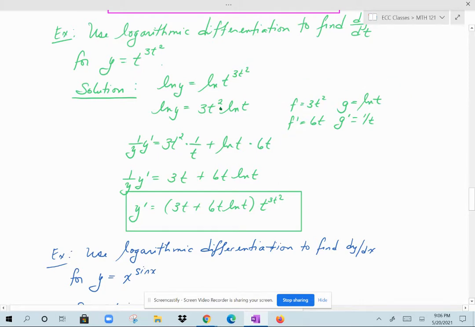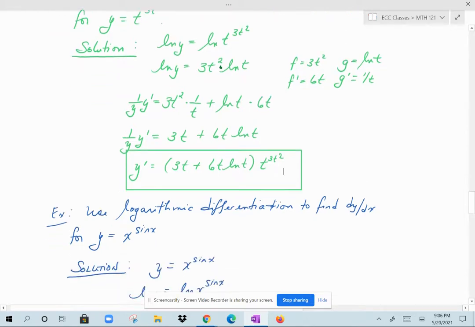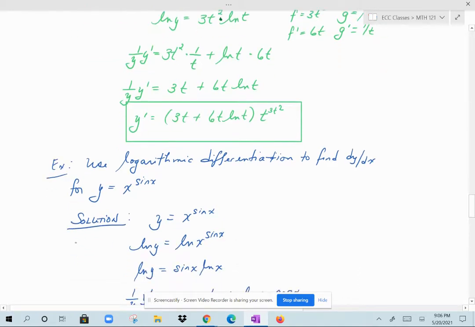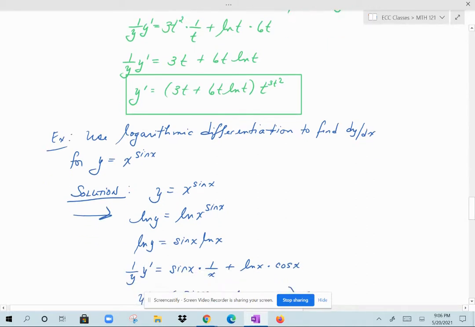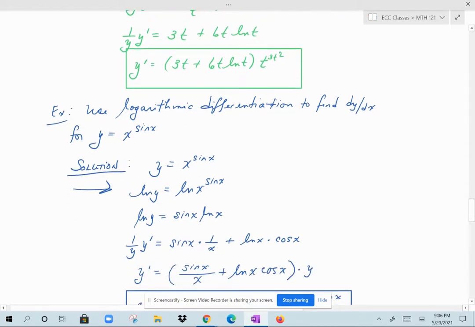Here's another. We're going to use logarithmic differentiation to find dy/dx for y equals x to the sine of x. So again, I take the natural log of both sides. So I have ln of y equals ln of x to the sine of x. Using the log laws for powers means that I can rewrite the sine of x in front of the logarithm. So I am now multiplying sine of x times ln of x. And now I'm ready to take the derivative. On the right side, I have to use product rule. On the left side, it's chain rule.